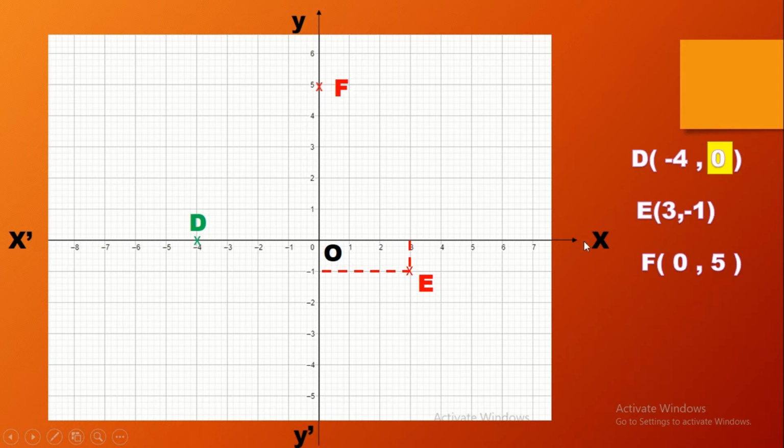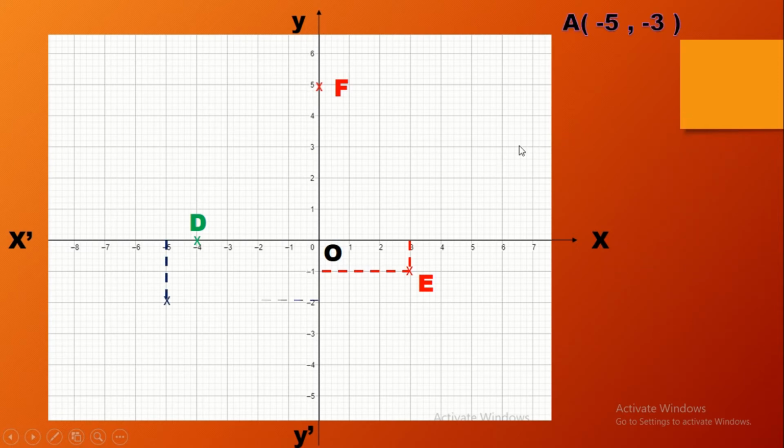So any point of abscissa 0 is located on y prime or y. Why? Here is the 0 level relative to what? X prime or x. The vertical axis is the 0 level for x prime or x. So any point on y prime or y should have x equals 0. Also, any point having x equals 0, you should know that it's located on y prime or y.